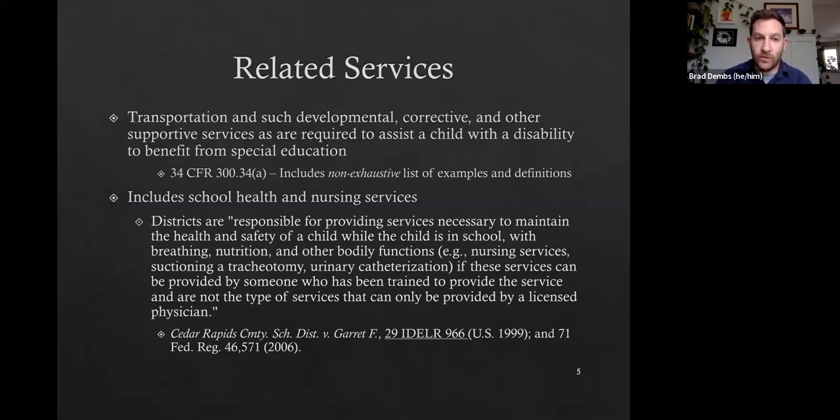So this can include nursing services, urinary catheterization, suctioning for a tracheotomy, any services that can be provided by someone who's been trained to provide it, as long as it's not a service that can only be provided by a licensed physician. So related services do not include things that only a licensed physician or medical doctor can do. But if it's something that a nurse can do, or even something that someone trained by a nurse can do, then it is a related service, and the school has to provide that if it's necessary for a student.